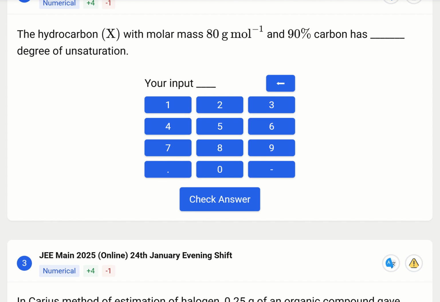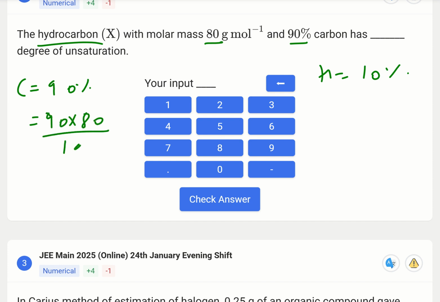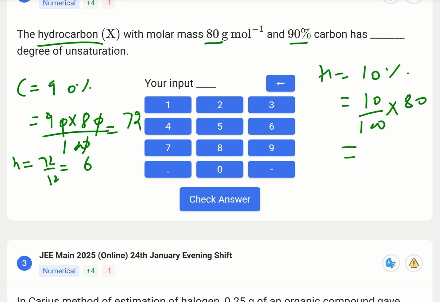A hydrocarbon with molar mass 80 gram and 90% carbon. If carbon is 90%, that means hydrogen is 10%, because it is a hydrocarbon, right? So 90 into 80 divided by 100 is 72. So number of moles of carbon is 72 upon 12, equal to 6. For hydrogen it is 10 upon 100 into 80, so it is 8 gram. So number of moles of hydrogen is 8 upon 1, equal to 8. So I got the formula C6H8.